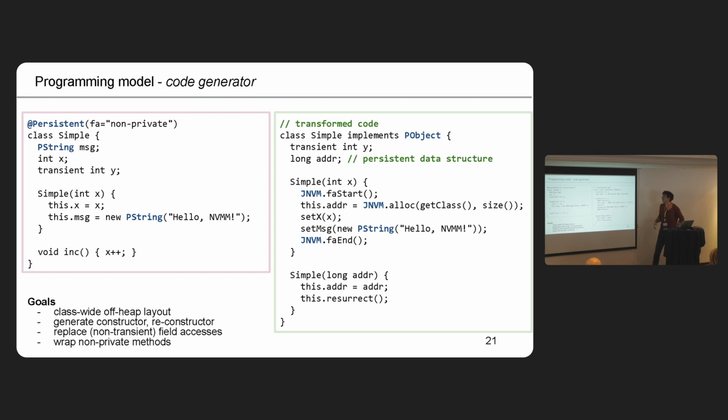Okay, so let's look at the code on the left. So on the left, we have an annotation that says that the object will be persisted, and we'll make everything with this fa = non-private. Every method that is non-private will be made failure atomic, and we'll have the transformation happen. And then we have three fields in the object. The first thing is a persistent string, this message field. And then we have two fields. One is transient. This indicates that we don't want to store it in persistent memory. And this one is x, and it's stored in persistent memory.